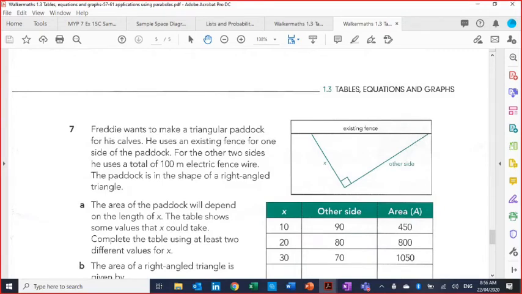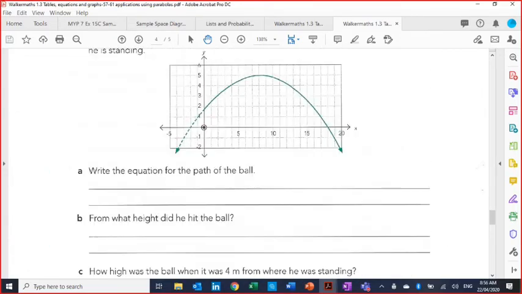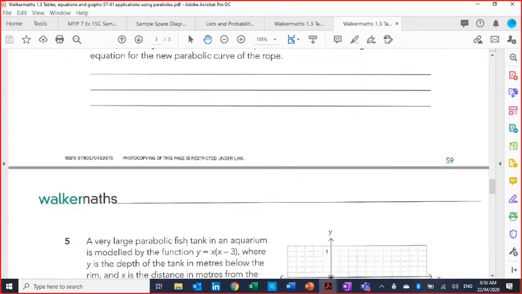Anyone? I mean, the first 3 are all different. Yeah, I was thinking the same. Okay.